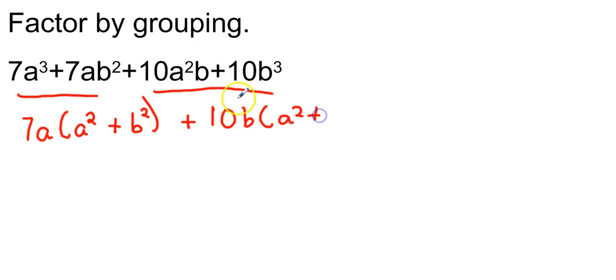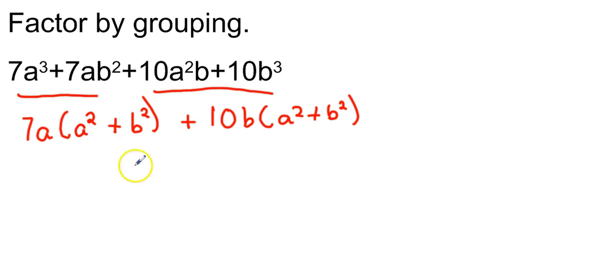Plus, okay, second piece. I pulled out the 10. 10 times 1 is 10. B times b squared is b cubed. And I have the first piece and the second piece completely factored. So I've factored my first group and the second group.